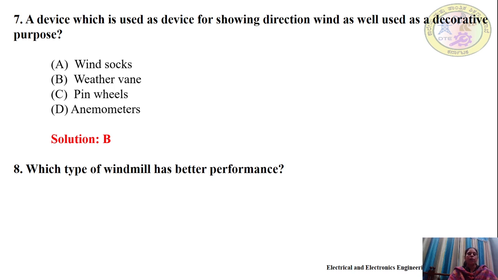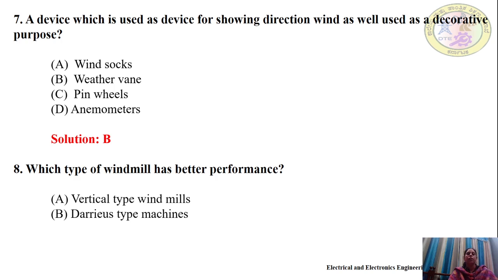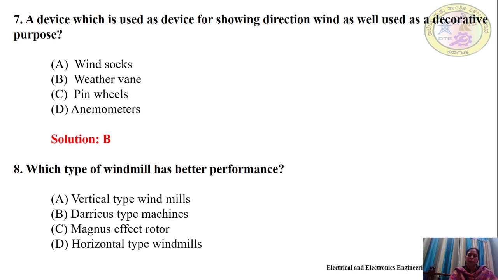Which type of windmill has better performance? Vertical type windmills, Darrieus type machines, Magnus effect rotor, horizontal type windmills. Which type of windmill has better performance? It means solution is D. Horizontal type windmills have better performance.